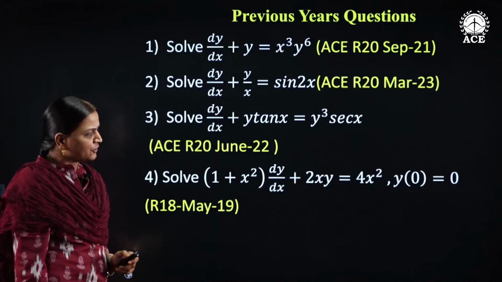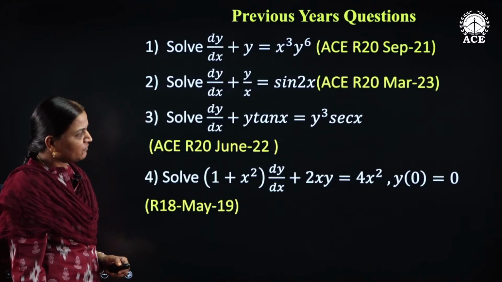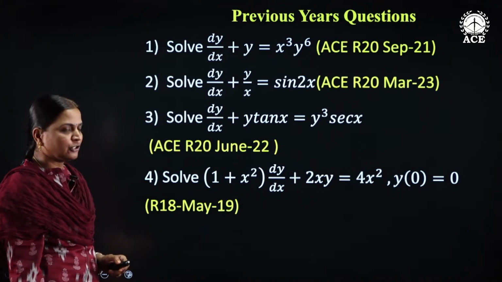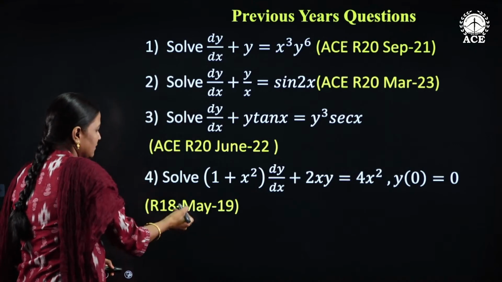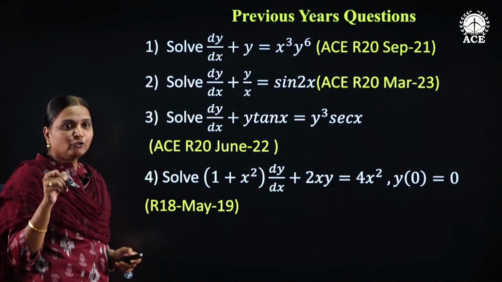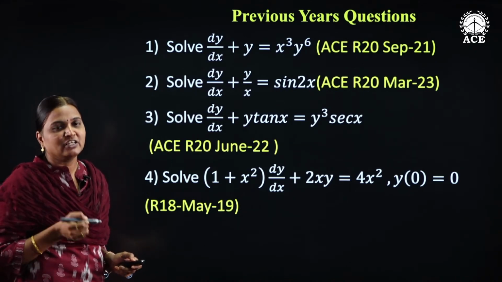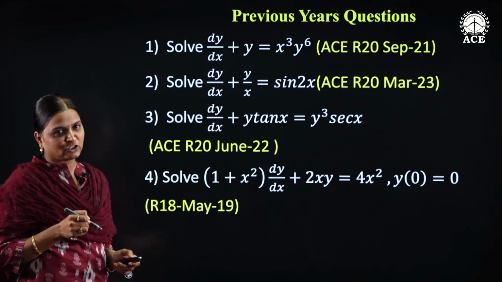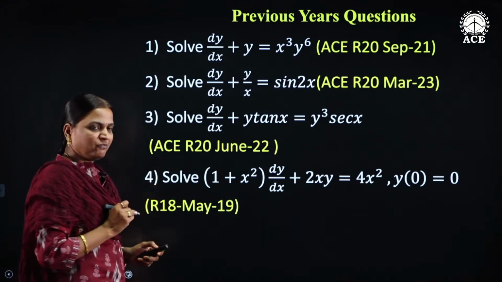1 plus x square into dy by dx plus 2xy is equal to 4x square. Here one condition is given, y of 0 is equal to 0. Here they simply say solve the differential equation. If a student knows how to solve the differential equation, what is the nature of the differential equation? So first identify the nature of the differential equation. What is the procedure to solve this type of differential equation?